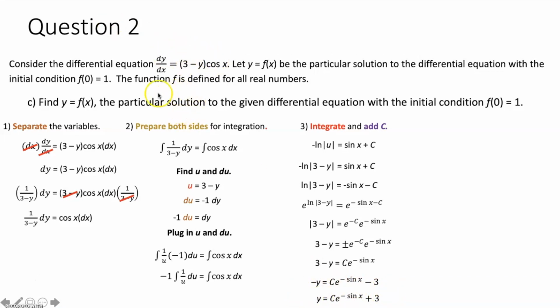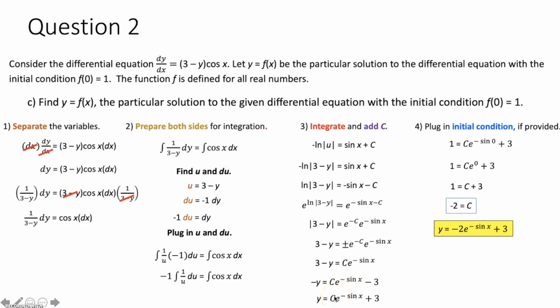But this question wants us to find the particular solution. So we need to solve for c using this given initial condition. So we're going to take 0, plug it in for x in our general solution, take 1, plug it in for y in our general solution. We can now solve for c. E to the negative sine of 0, what's sine of 0? That's 0. And e to the 0 we know is 1. So 1 times c is just c. We then solve for c by subtracting 3 on both sides. We get c is equal to negative 2. So we're going to take negative 2, plug it in for c in our general solution, and we have now found the particular solution to this given differential equation with this initial condition.